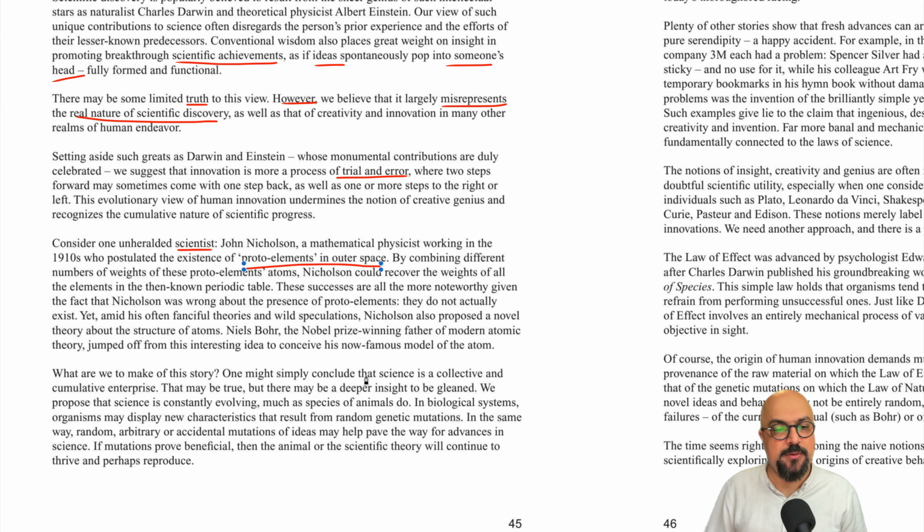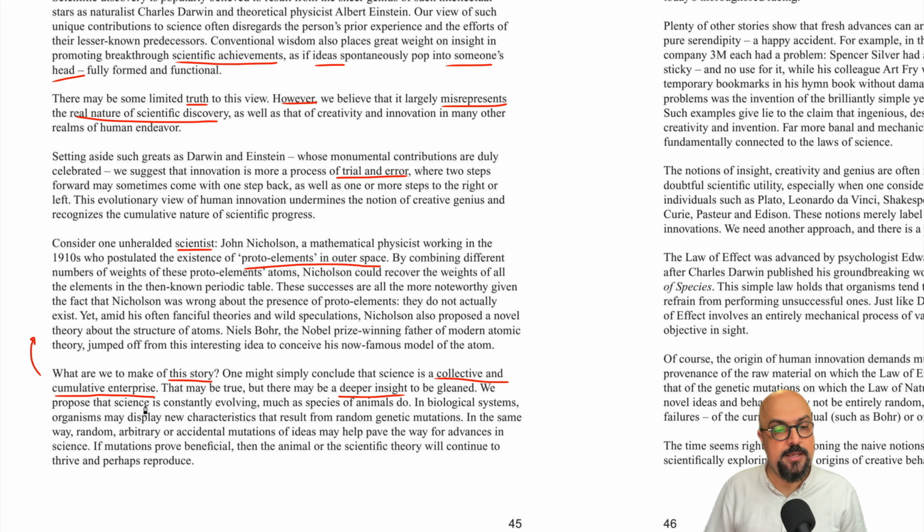One might simply conclude that science is a collective and cumulative enterprise. Okay, so we want to learn something from this story. All right, so the story was above, and this is what we find out. The conclusion is that science is a collective and cumulative enterprise. That may be true. Again, we need to read on, but there may be a deeper insight to be gleaned. So there's a deeper insight there.